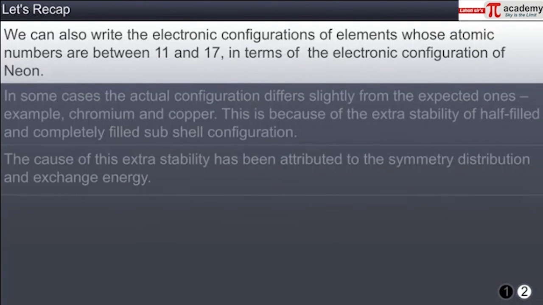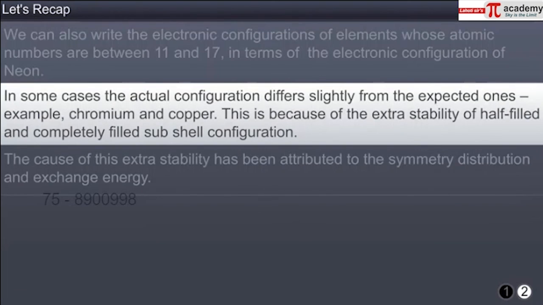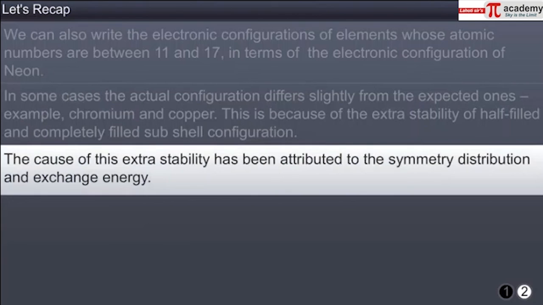We can also write the electronic configurations of elements whose atomic numbers are between 11 and 17 in terms of the electronic configuration of neon. In some cases, the actual configuration differs slightly from the expected ones. Example, chromium and copper. This is because of the extra stability of half-filled and completely filled subshell configuration. The cause of this extra stability has been attributed to the symmetry distribution and exchange energy.